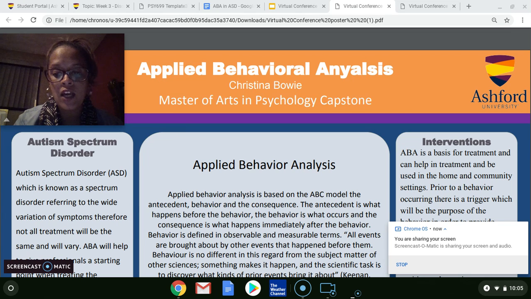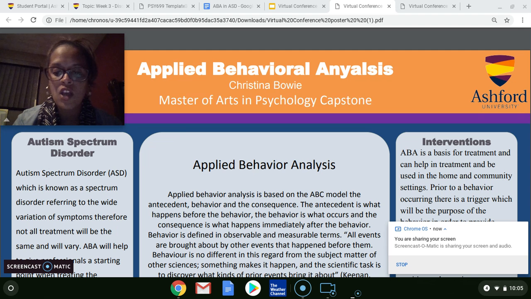Effective treatment can help with the symptoms of ASD. Social communication, repetitive behavior, and obsessive and restrictive interest are some of the barriers associated with ASD. ABA is a basis for treatment, and it can help in treatment and be used in the home and the community settings. Prior to a behavior occurring, there's always usually a trigger, which will be the purpose of the behavior in order to provide effective ABA treatment.